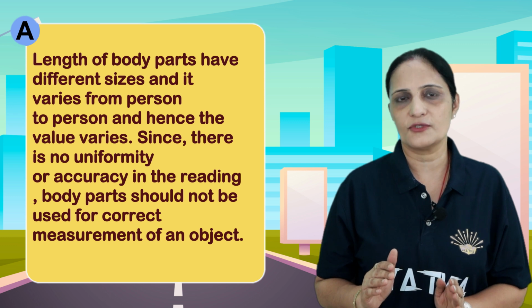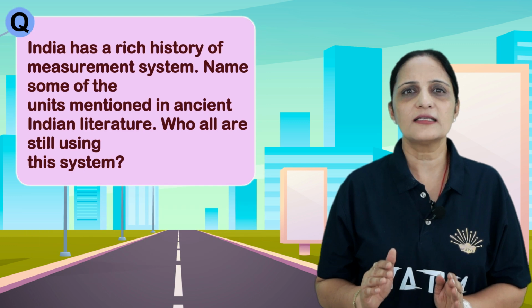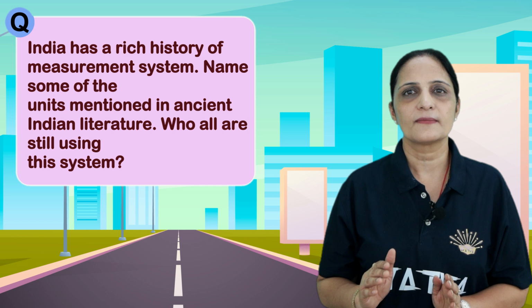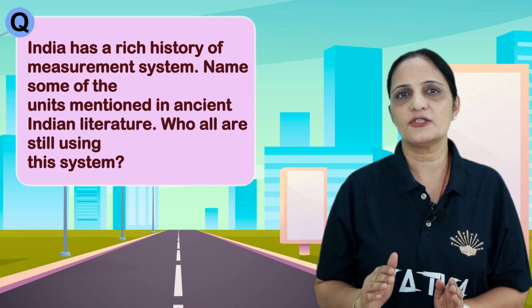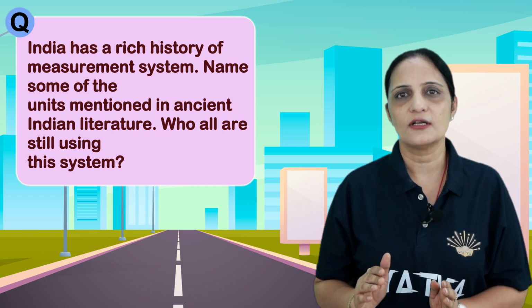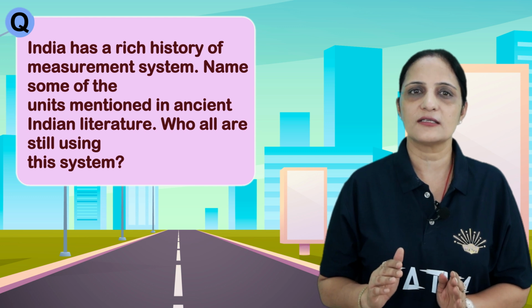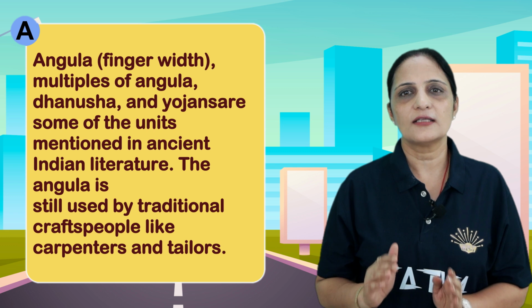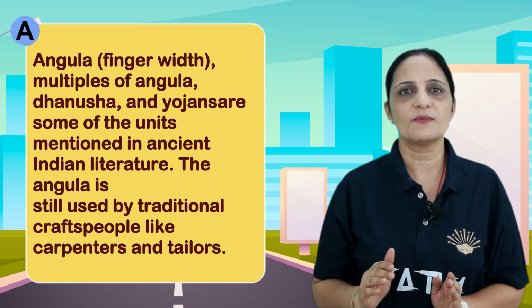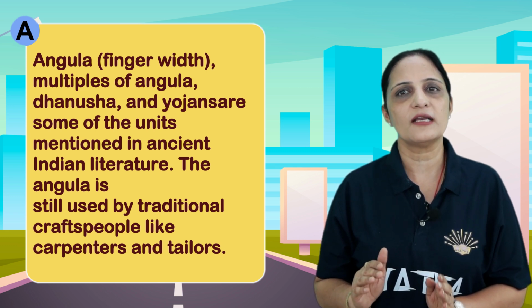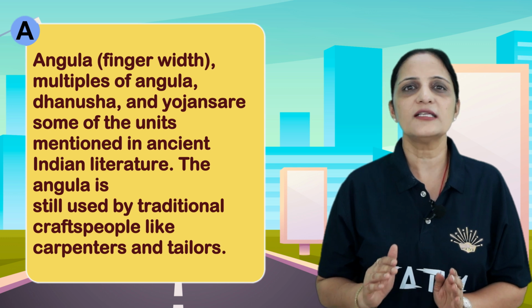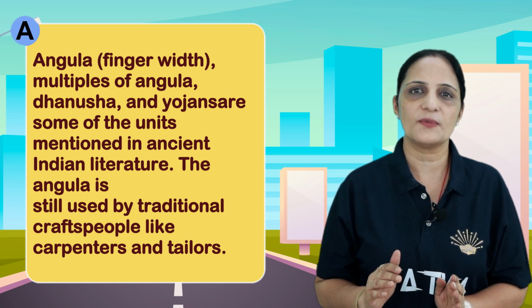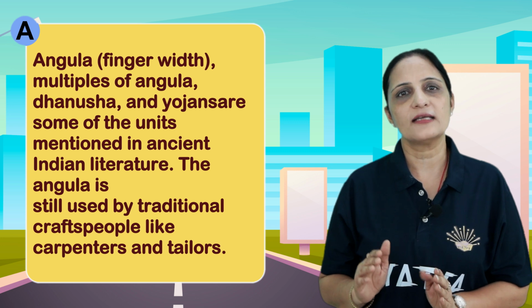Now since there is no uniformity or accuracy in the reading, body parts should not be used for correct measurement of an object. Question number 2, India has a rich history of measurement systems. Name a few of the units mentioned in ancient Indian literature that are still in use. Angula or finger width, multiples of angula, dhanusha and yojana are some of the units mentioned in ancient Indian literature. The angula is still used by traditional craftspeople like carpenters and tailors.